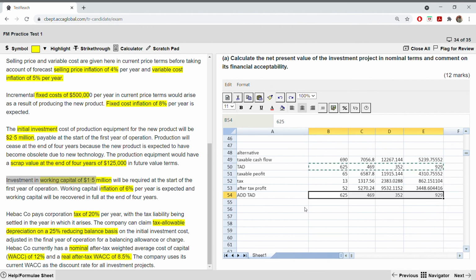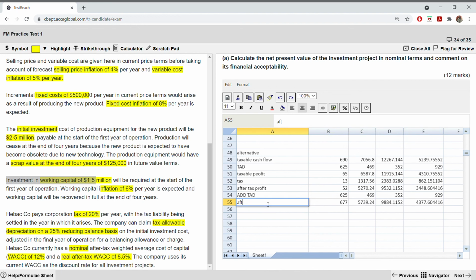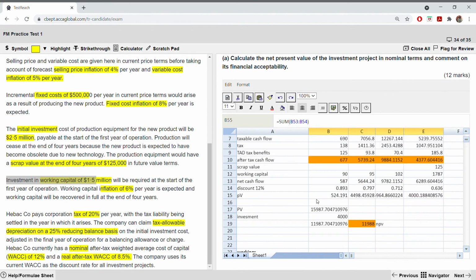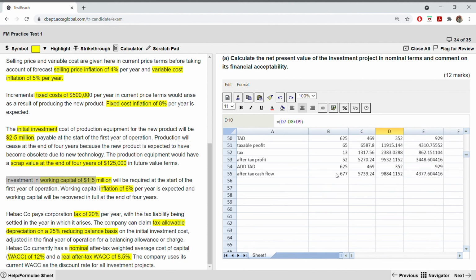Okay. Once you add back, sum, just drag it. It will be known as after tax cash flow. After tax cash flow, not profit. So if you see this figure 677 to 4377 and look at this after tax cash flow, it's the same, the one in orange and this one. Okay, now we are over with this.